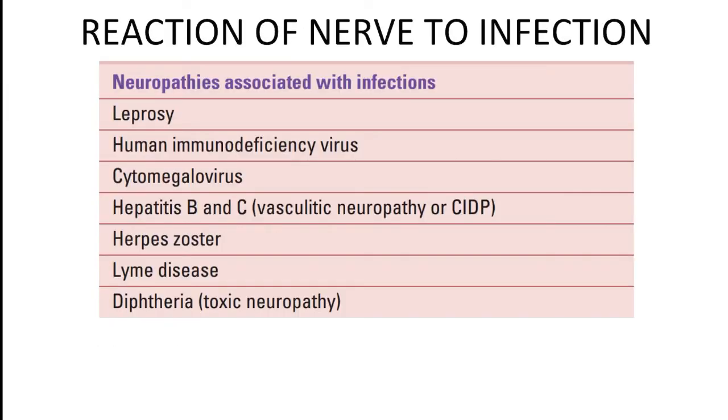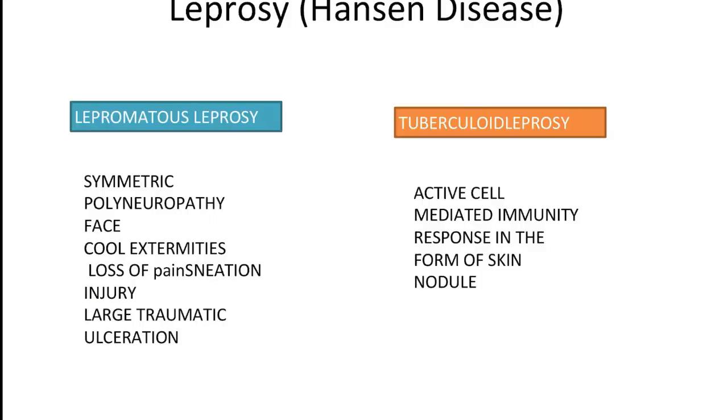So what is the reaction of the nerve to infectious injury? The most common neuropathies associated with infection are leprosy, HIV, cytomegalovirus, and so on. Out of these, leprosy is very important, which is most common in India. There are two types of leprosy, as we know: lepromatous leprosy and tubercular leprosy. In case of lepromatous leprosy, we can see symmetric polyneuropathy.